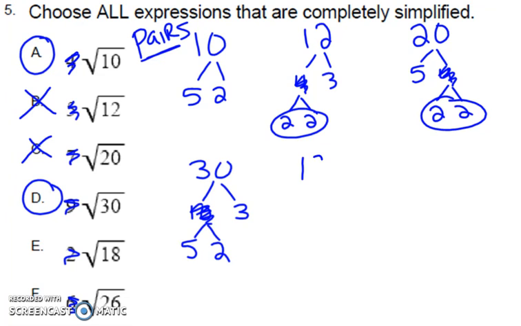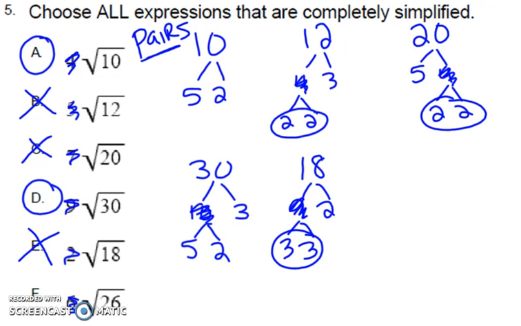If I look at 18, 18 I'm going to break to 9 and 2. 9 breaks to 3 and 3. I cross out my 9. And I have a pair of 3's. Because I have a pair, E does not work.